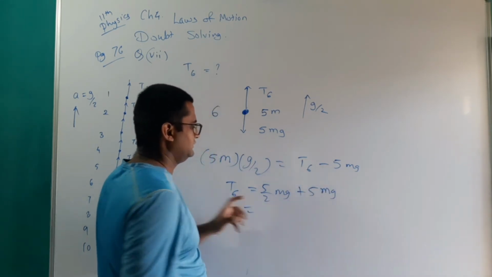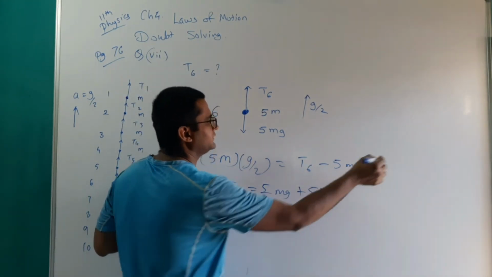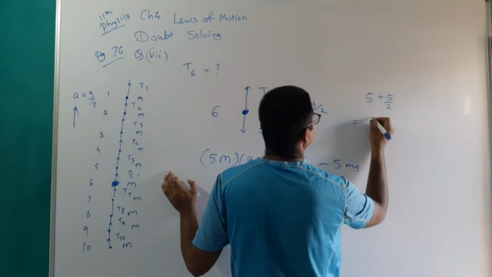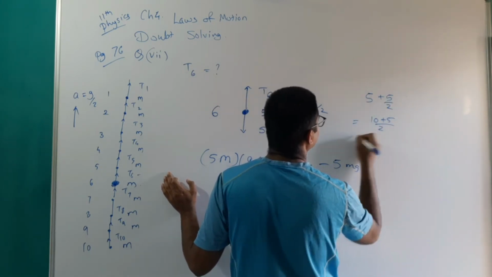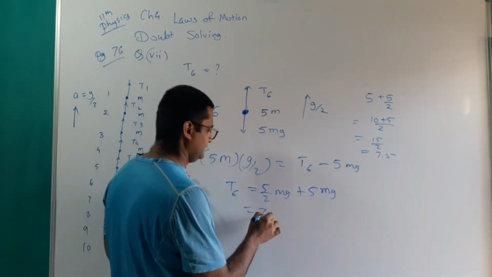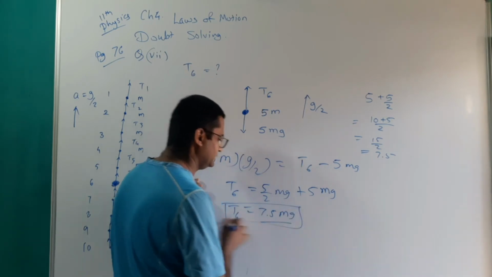Now we have mg common, 5 by 2 plus 5, and that will be 5 plus 5 by 2, this will be 10 plus 5 by 2, this will be 15 by 2, and it is 7.5. So the answer is 7.5 mg. This will be the tension in the sixth string.